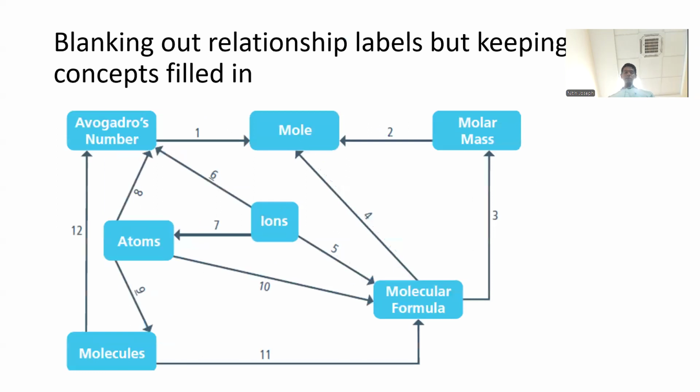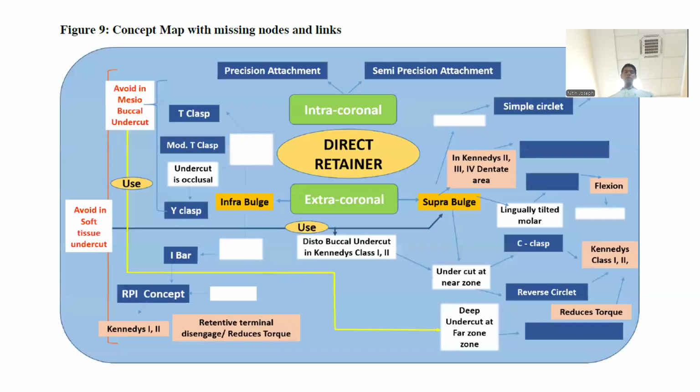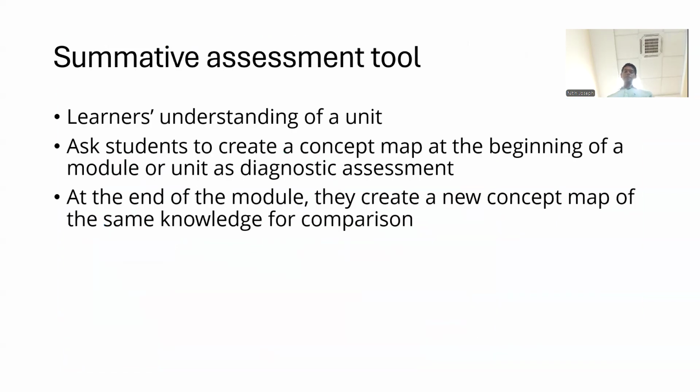It can also be done by labeling the nodes but blanking the linking verbs. So as you can see, the links are not labeled, which the students have to fill. Or it can be a mix of the two. So here you can see labels are either missing in the nodes or in the links. Now the difficulty with this method is it becomes difficult for the teacher to prepare these types of exercises in a large group teaching method.